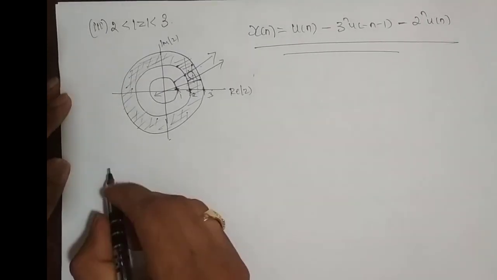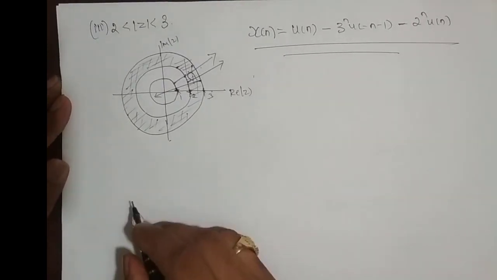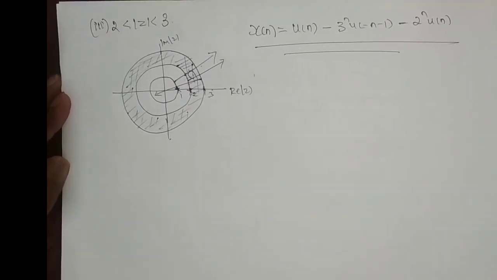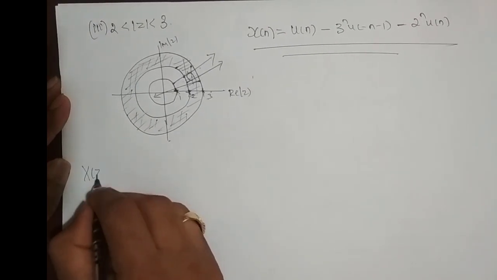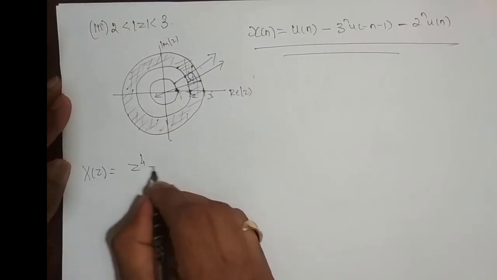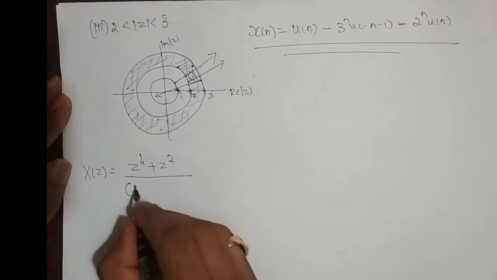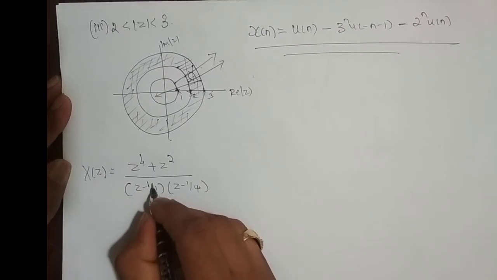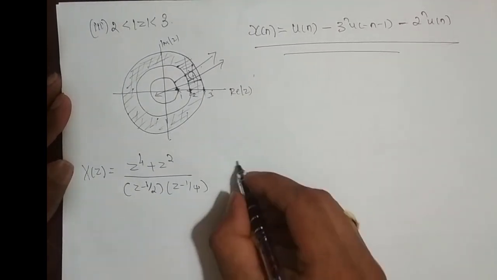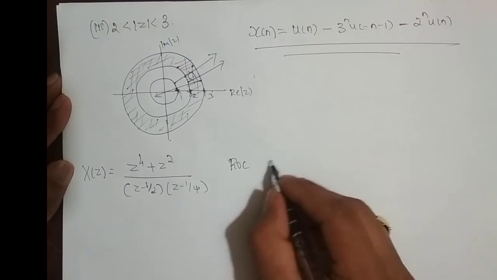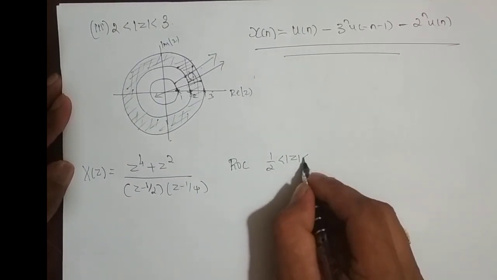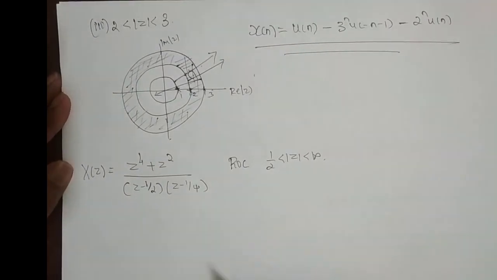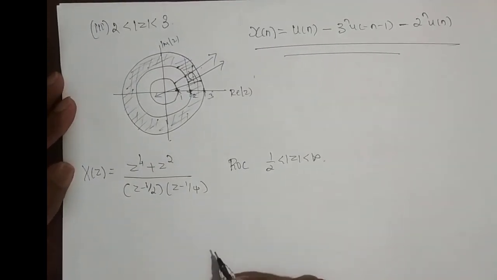I will give you a few exercise problems and I will give you the intermediate result also. You just try and cross check your answers. Okay, so the next problem is X of z equal to z power 4 plus z square, divided by z minus 1 by 2 into z minus 1 by 4. And you have to solve this for the ROC magnitude of z in between 1 by 2 and infinity. In the sense, magnitude of z should be greater than 1 by 2. It should be a right sided sequence. You have to solve it for a right sided sequence.